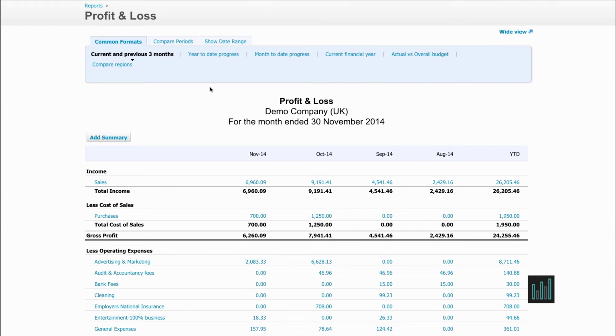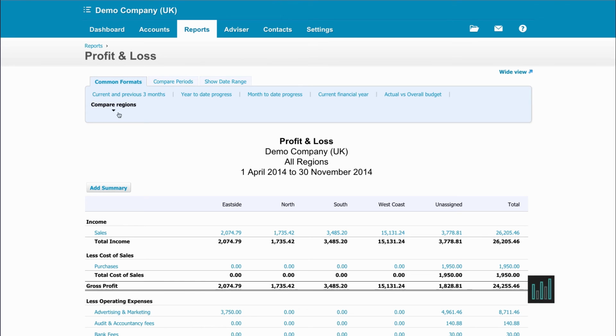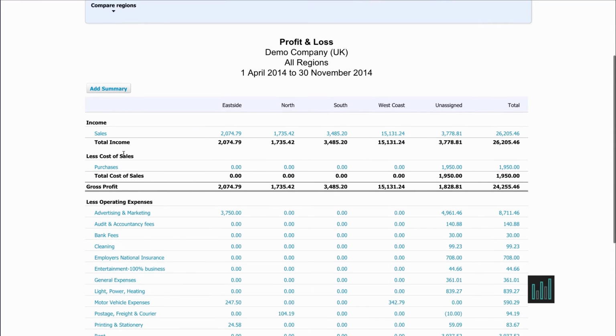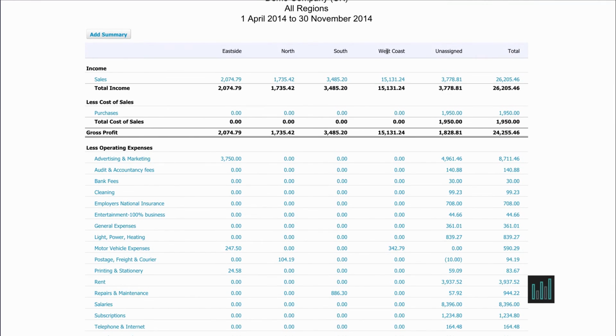Also, if you are using tracking categories and you've set up tracking categories in your Xero, this one has got one tracking category set up and it's called regions. You can actually run a profit and loss on all the options in your tracking category. So if I look at compare regions, I've got 4 regions set up in my category.